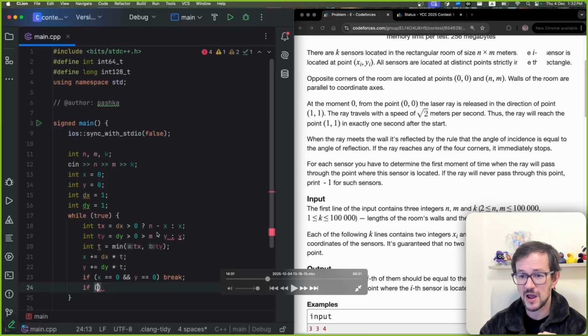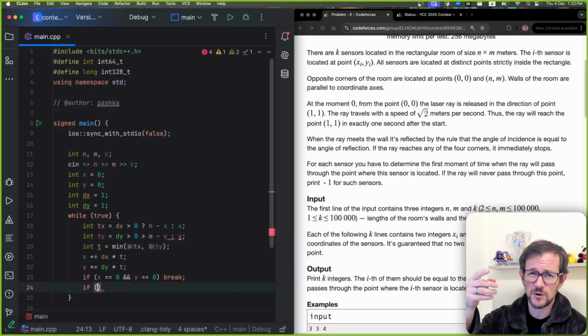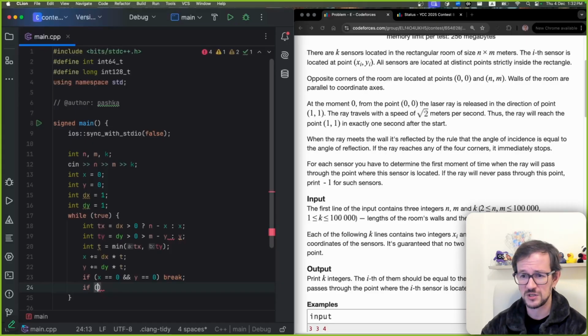Okay, so here I break until... Okay, it tells you need to break when you reach one of the corners. But if you reach one of the corners, you then move back and hit the corner 0, 0. So I break when I hit 0, 0 for simplicity.